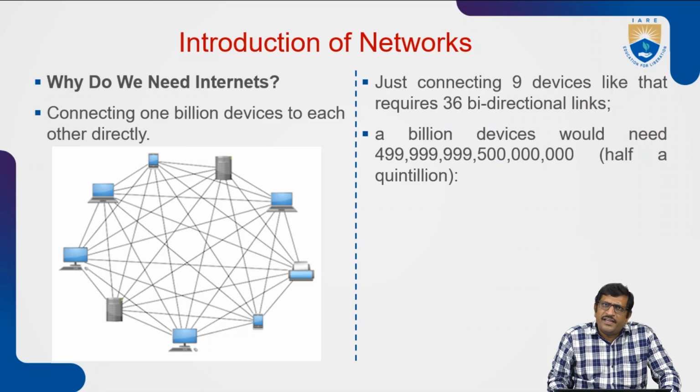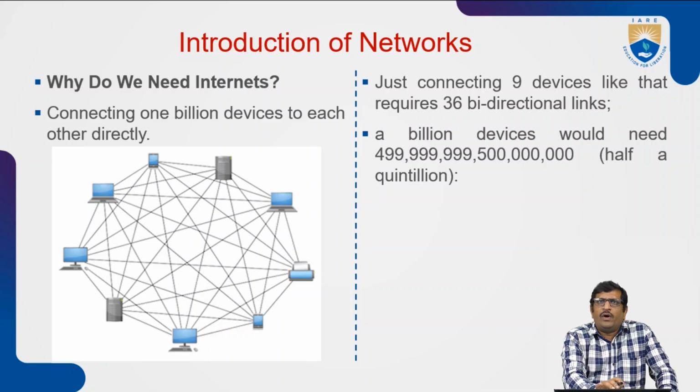Why do we need the internet? Connecting 1 billion or 1 million devices to each other directly is very complicated. That's why the internet is very important, and that's why the internet is required. If you want to connect billions and trillions of networks, it's a highly complicated task. With the help of these networks, we can easily establish the internet. So that's why we need the internet.